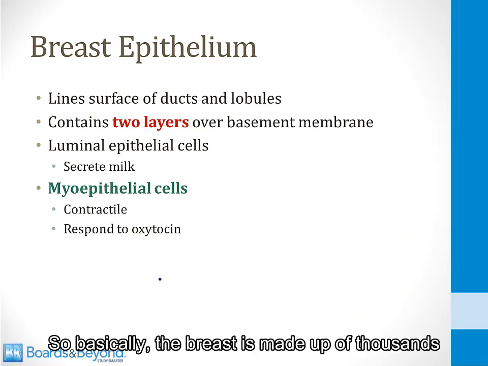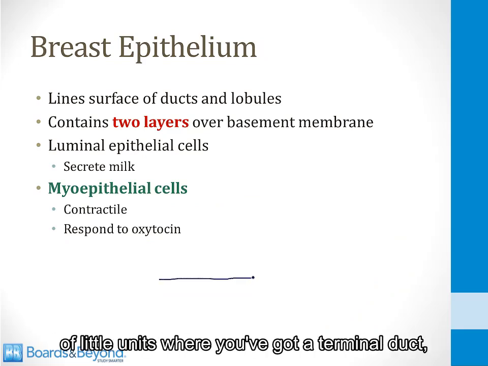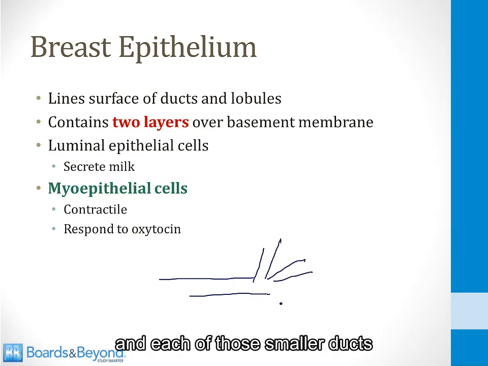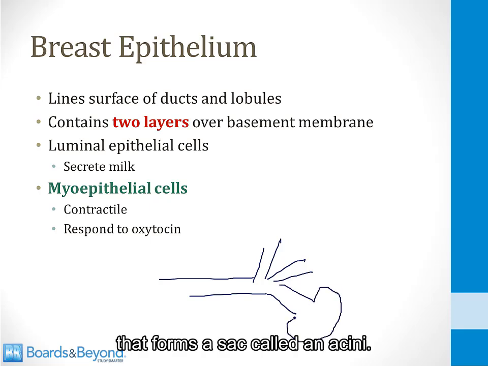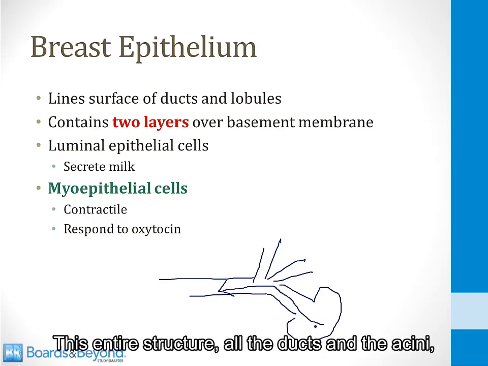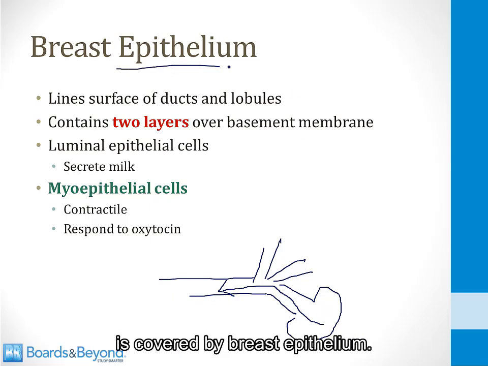So basically the breast is made up of thousands of little units where you've got a terminal duct and then it branches into a number of smaller ducts. And each of those smaller ducts goes to a collection of cells that forms a sac called an acini. And the milk goes out of the sac into the branching ducts and out into the terminal duct. This entire structure, all the ducts and the acini, is covered by breast epithelium.